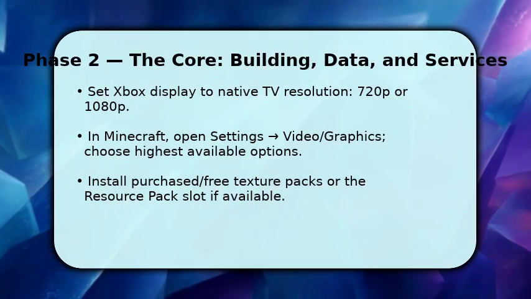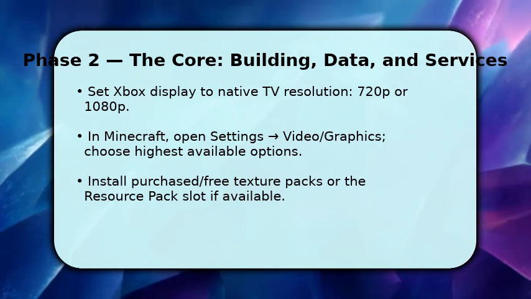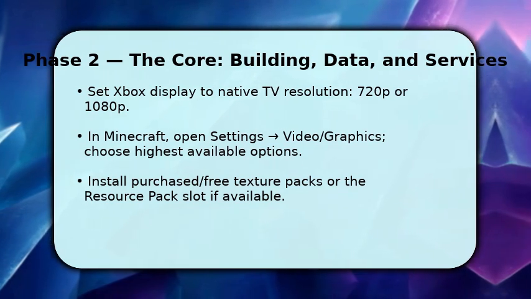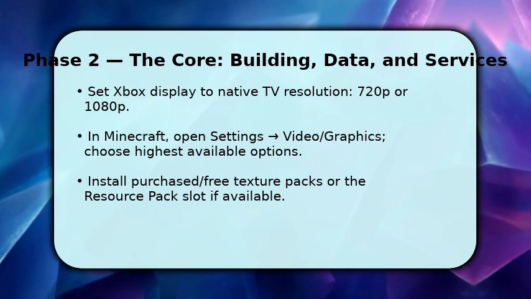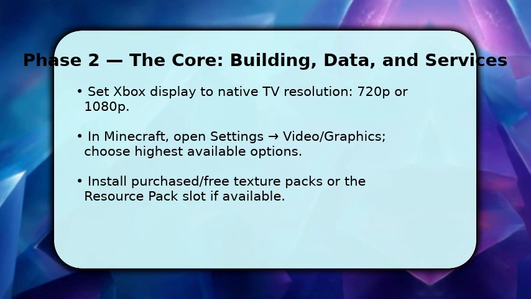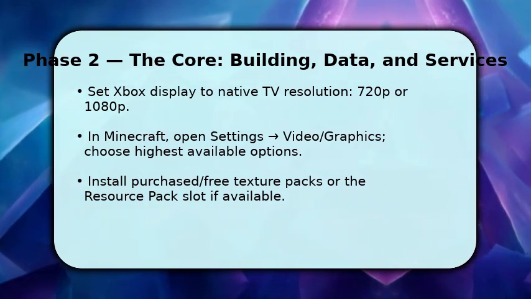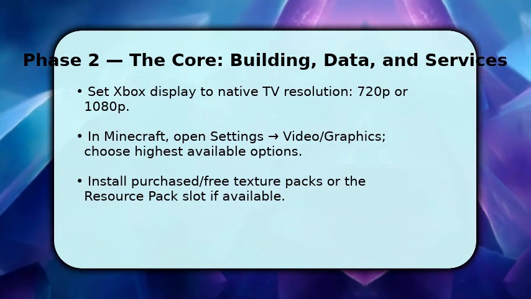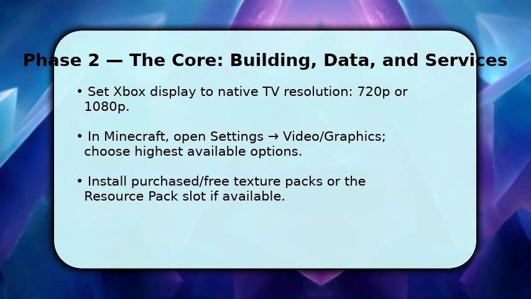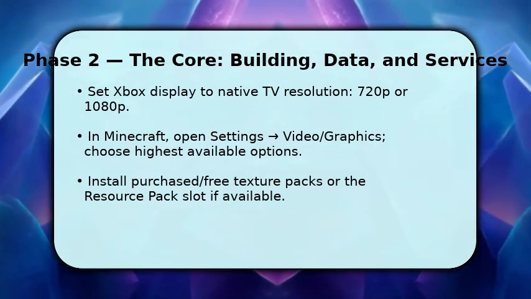Once done with hardware, you change settings that actually shift graphics quality. On the Xbox, go to System Settings, right arrow Console Settings, right arrow Display, then pick the TV's native 720p or 1080p. This improves pixel clarity. Make sure Minecraft's in-game video or graphics options are on the highest available presets, and then browse the Minecraft store or My Packs to apply a texture or resource pack. Texture packs alter block detail and lighting.